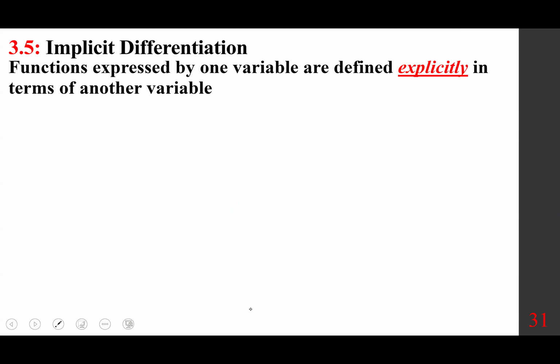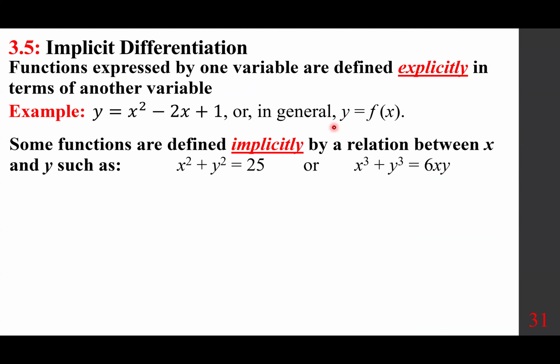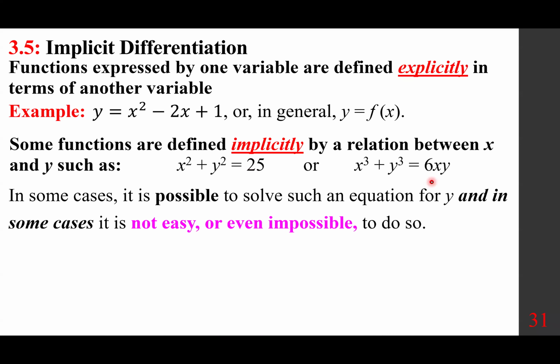Implicit differentiation. So the question is, what is implicit differentiation? A function expressed by one variable or defined explicitly in terms of another variable, like y equals x squared minus 2x plus 1, or y equals f of x in general. Some functions are defined implicitly by a relation between x and y, such as x squared plus y squared equals 25, or x cubed plus y cubed equals 6xy. In some cases, it is possible to solve such an equation for y, and in some cases, it is not easy or even impossible to do so.